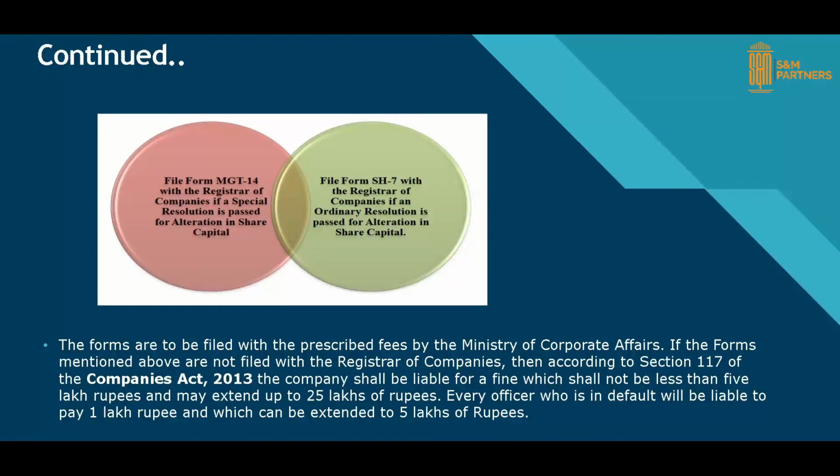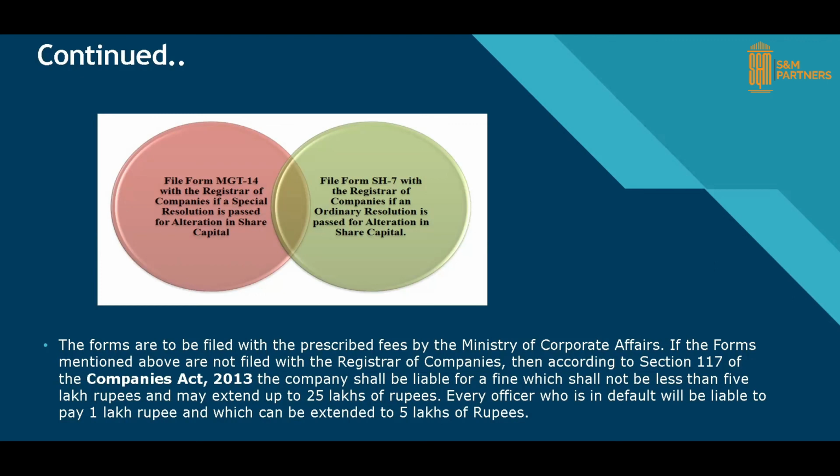An ordinary resolution is when the articles of association already have this provision incorporated, that alteration of share capital can take place as and when required, then a simple ordinary resolution is passed. When an ordinary resolution is passed, then form SH7 is filed with the registrar of companies for alteration of share capital. Now, how are these forms to be filed? These forms are filed with the prescribed fees on the website of the Ministry of Corporate Affairs.